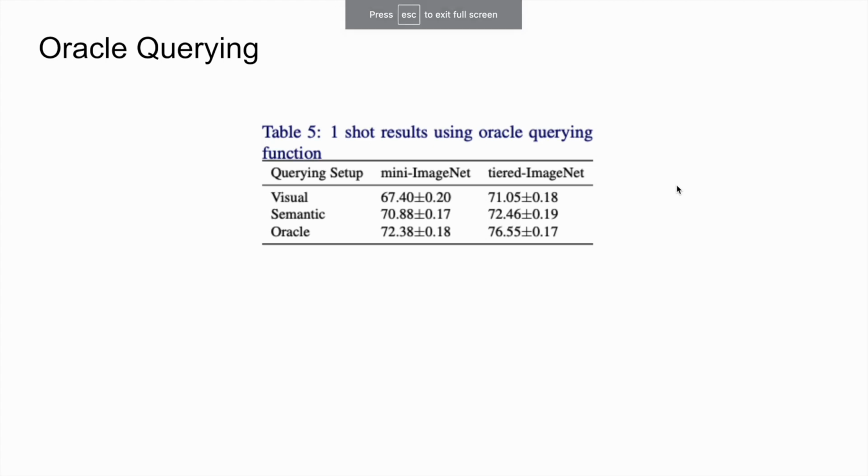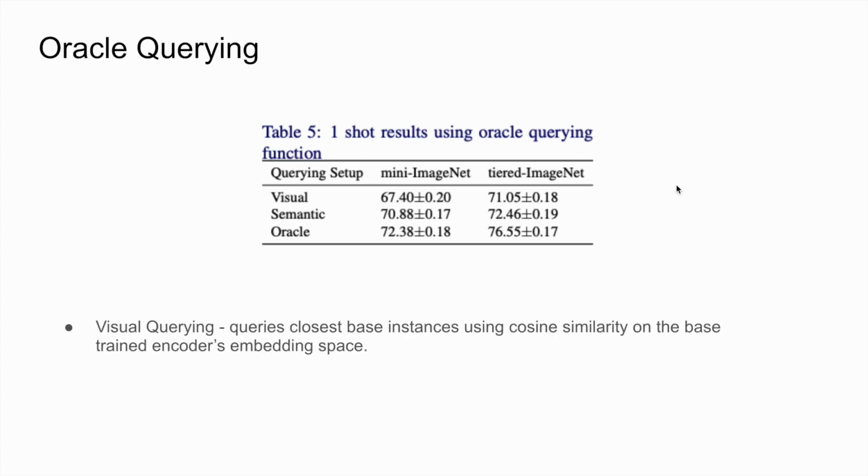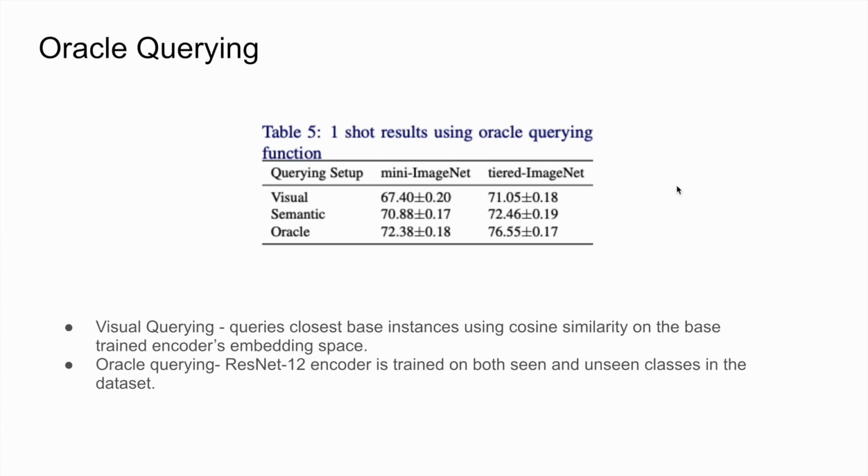We also show that base transformers is limited by the querying function by constructing an oracle querying function consisting of a ResNet12 encoder trained on both seen and unseen classes in the dataset. Improving the querying function results in a much higher one-shot accuracy, especially for the tieredImageNet dataset. We plan to find a better querying function using only base class information in future work.